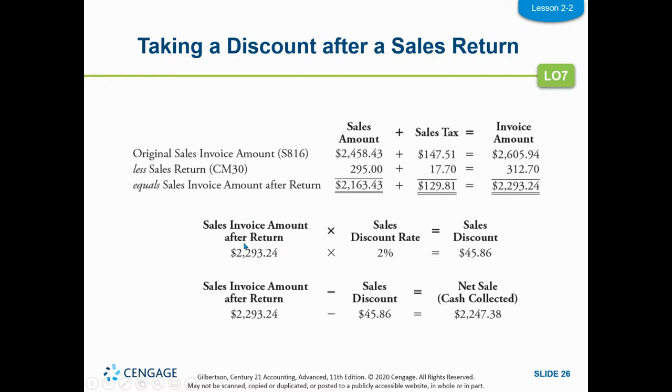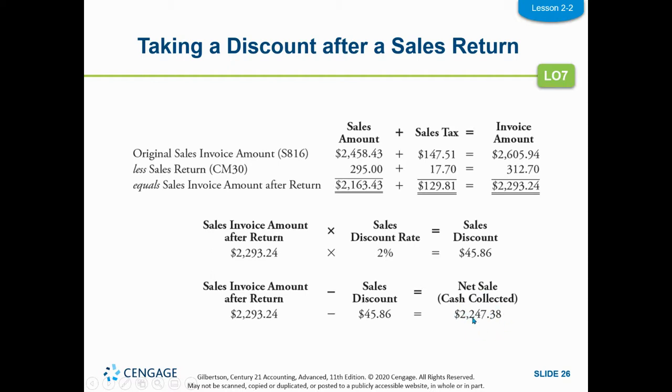So we take the $2,293, multiply it by the 2%. That gives us our sales discount. Then we subtract those two numbers, and this is the amount that they owe. So before they owed us $2,605 before they returned some merchandise. After they returned it, they owed us $2,293, but then we gave them a discount, so they're paying us $2,247.